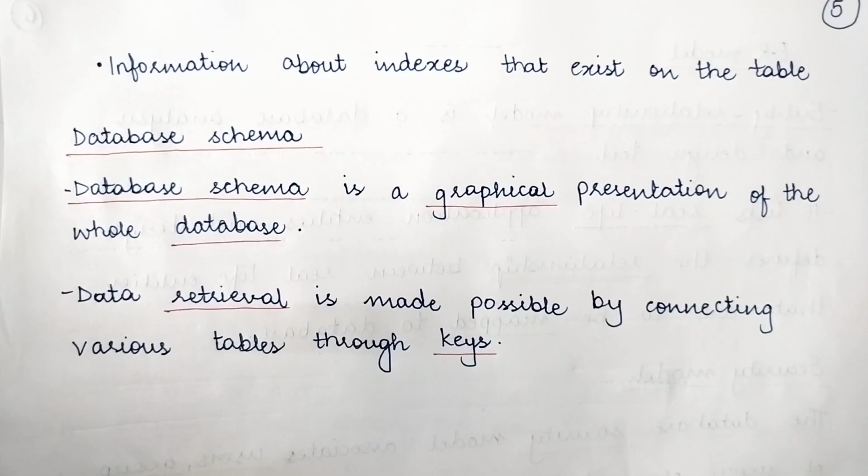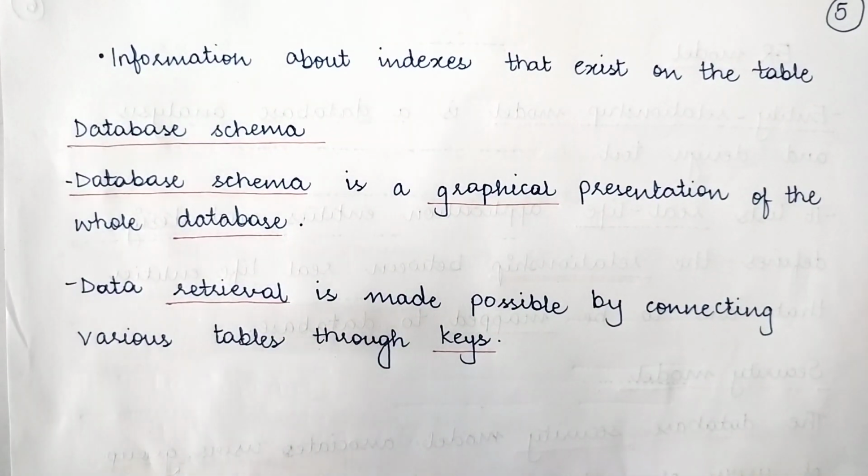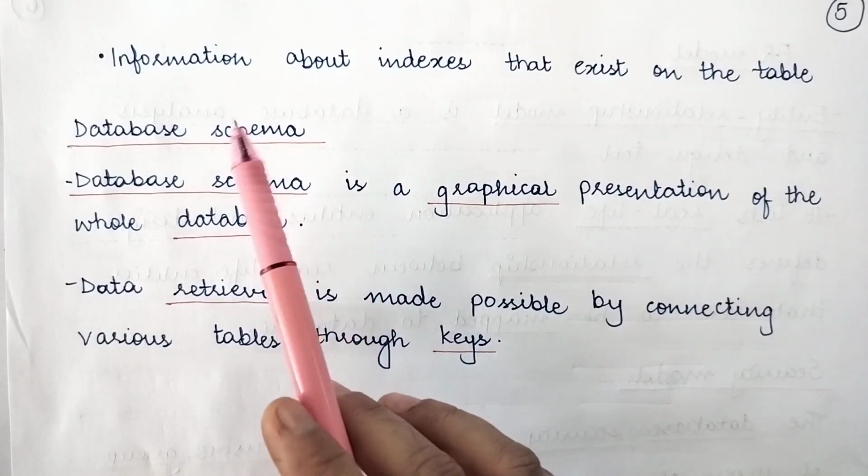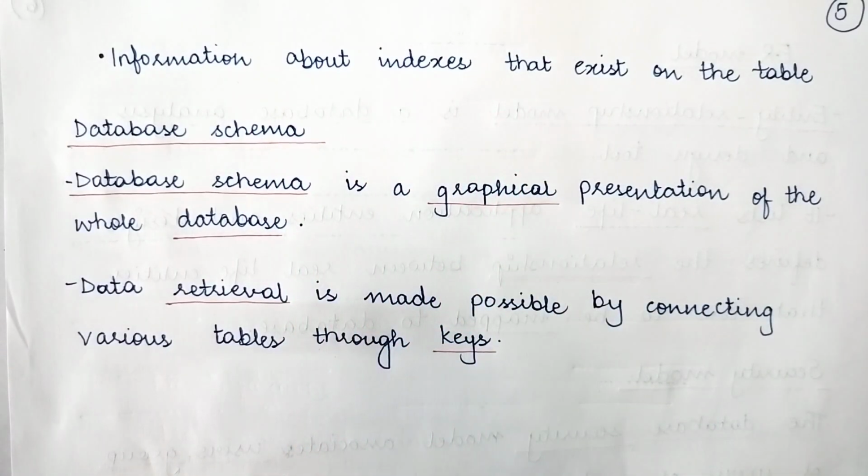Also information about indexes that exist on the table. In a table you sort out information using indexes, just like you use indexing for finding information in your books. So you find information on the table using indexes, like you can do sorting roll number wise, or you can do sorting course wise. So information about the indexes is also given in the data dictionary while giving table definitions.